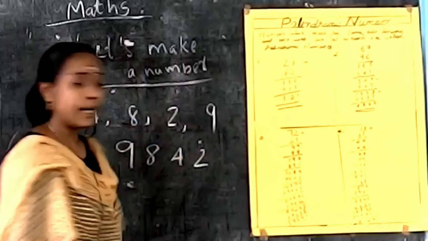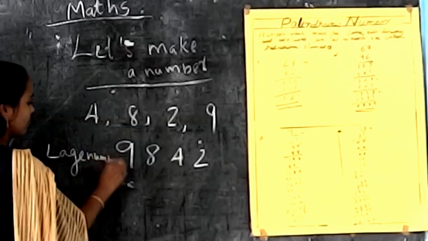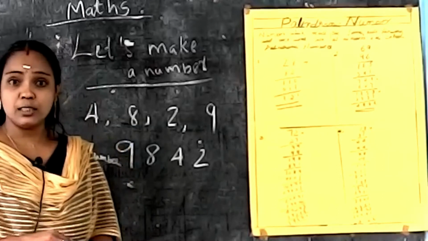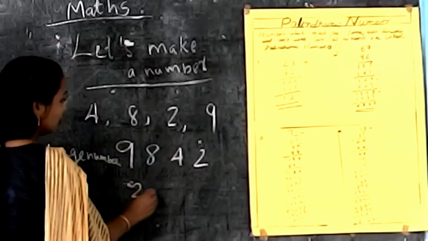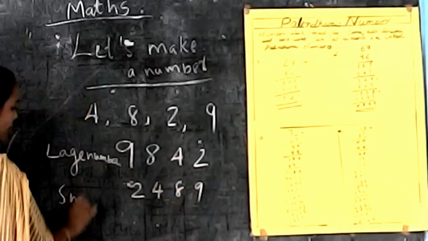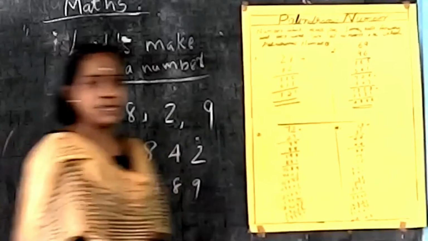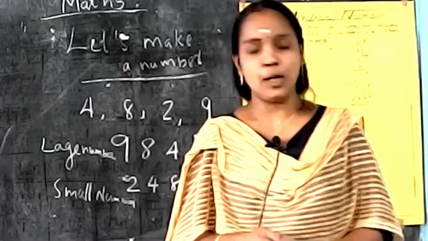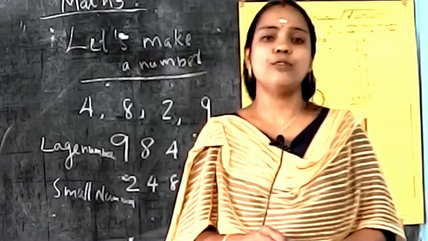Next one. That time you got a large number. Next one, ascending order. Numbers are arranged in ascending order. How do we get small to big? Which one is the small number? 2, 4, 8, 9. That time you got a small number. Already studied in small classes: how to make a large number and a small number. Next one, find out the sum and difference of those numbers.